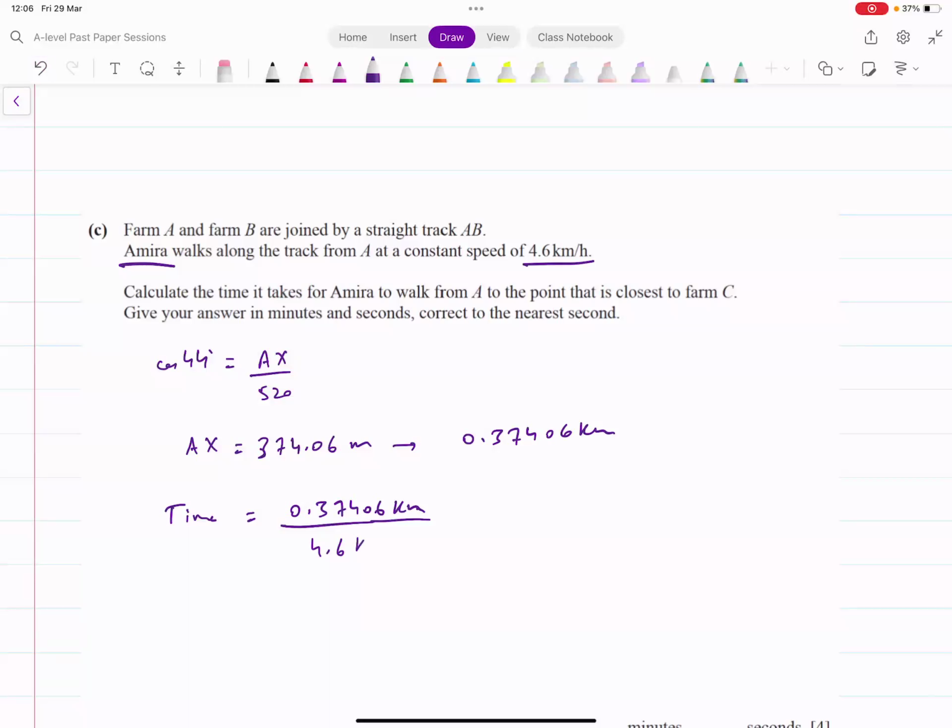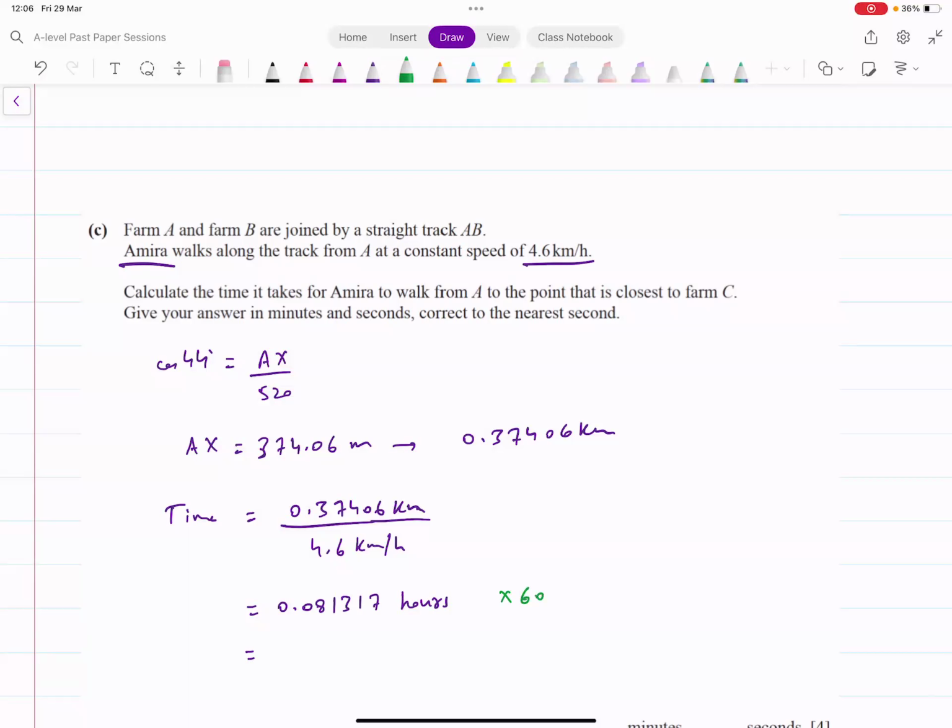And then in the denominator, we have kilometers per hour. So the result that we get from this is going to be in hours. Let's see what that turns out to be. Divided by 4.6, that is giving me 0.08117 hours. Now this is time in hours. We need to convert this to minutes and seconds. Now, how do you convert hours to minutes? You can multiply this by 60.